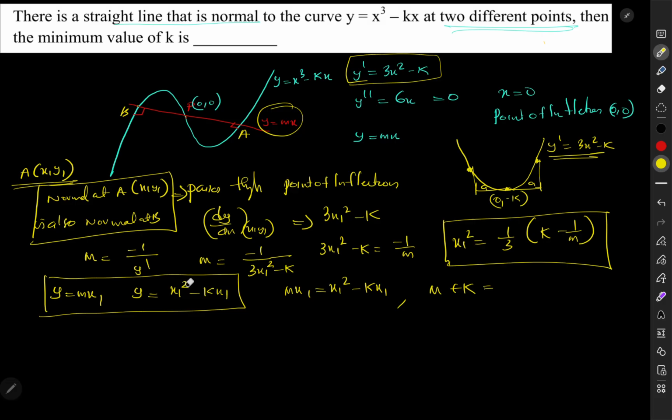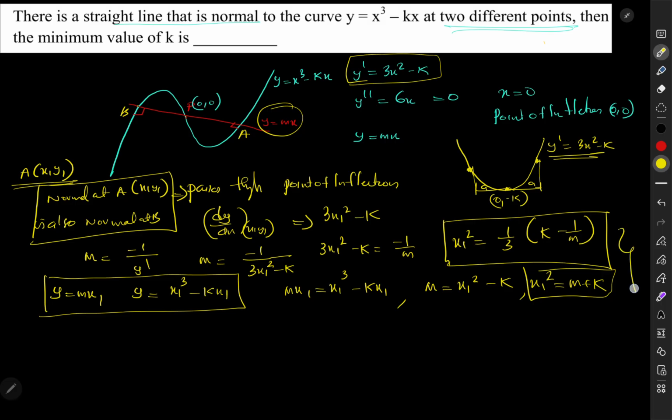No, there is a problem. This is x1 cube, okay? So y equal to mx1 and y equal to x1 cube minus kx1. So mx1 equal to x1 cube minus kx1. I am cancelling x1. I got m equal to x1 square minus k. From there, what is x1 square? x1 square will be m plus k. Okay, so I got the second one.